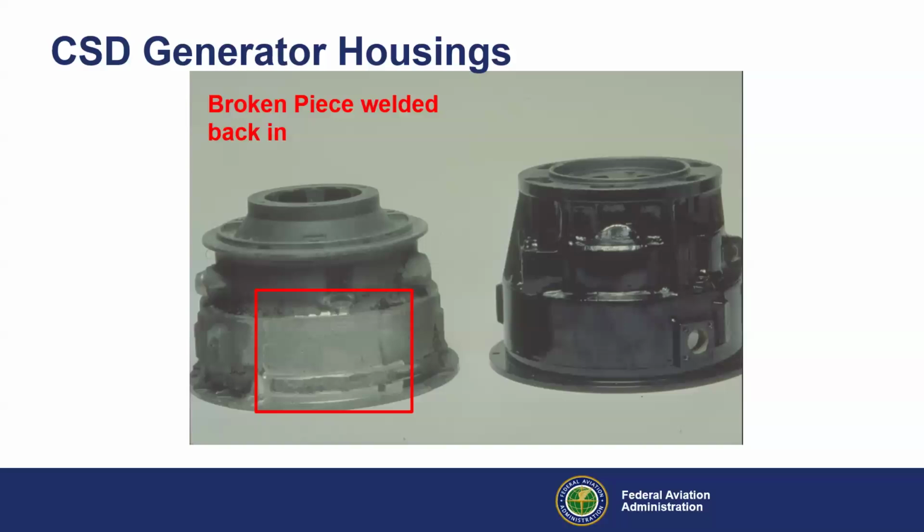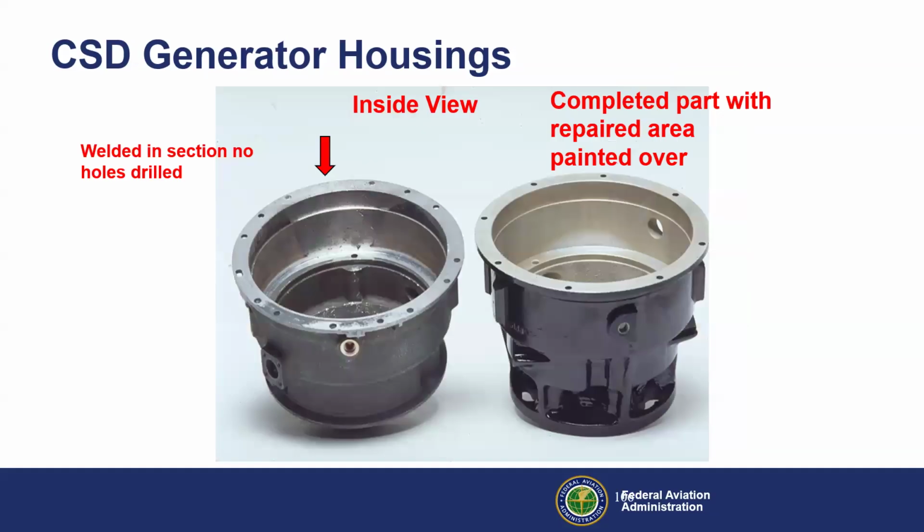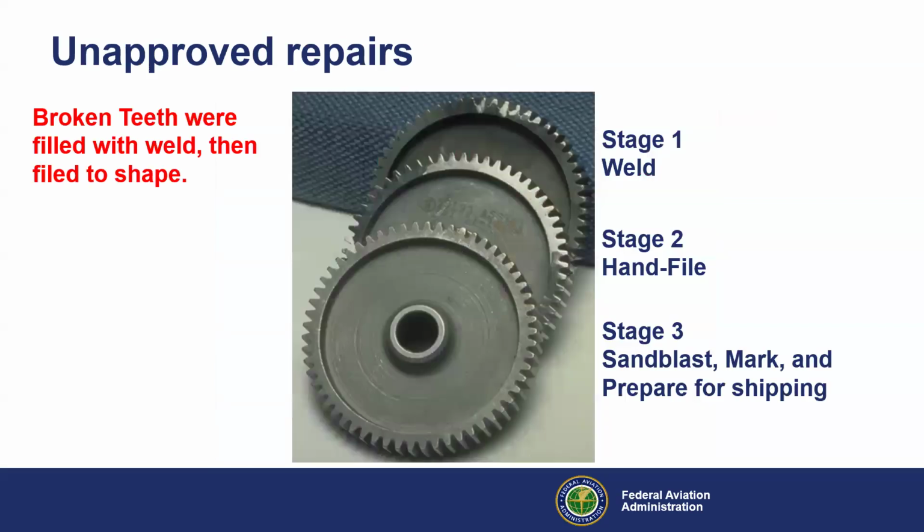Here's a CSD generator housing. They welded the broken piece back in. Here's the inside view. Nice weld job. Notice in the welded section, there's no mounting holes. And then on the right is a completed part with the repaired area painted over, so you couldn't see that replaced section.